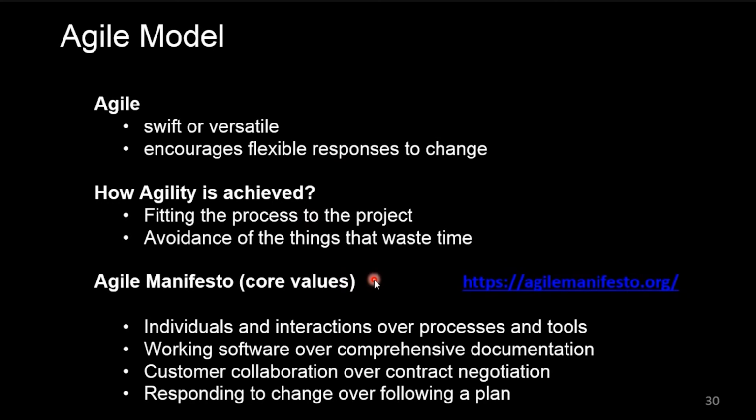So how is agility achieved in this particular model? By fitting the process to the project and avoiding the things that waste time. The Agile model believes that every project needs to be handled differently, and the existing methods need to be adapted to best suit the project requirements.